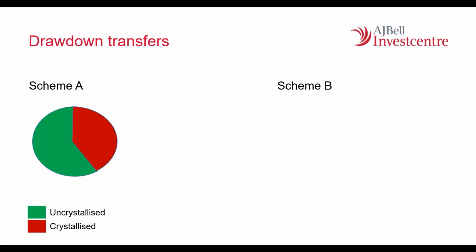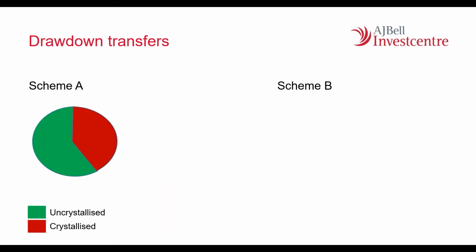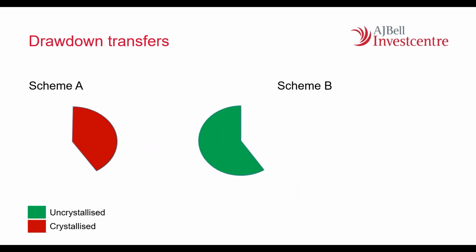You're transferring it to scheme B, which is a new scheme you've just set up. Obviously the simplest thing to do is to move the whole lot, and it'll come across and look exactly the same. You've got one crystallised arrangement, the rest of it's uncrystallised. Very straightforward. In terms of partial transfers, if you wanted to, you could just transfer the uncrystallised pot.